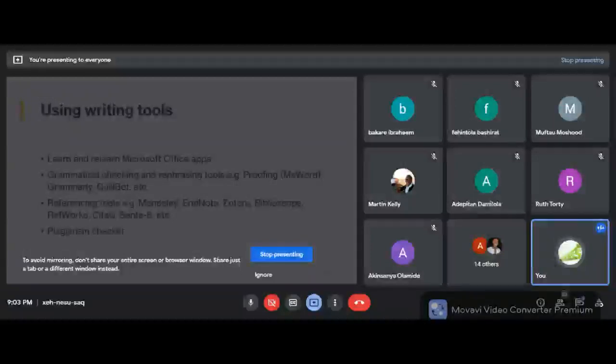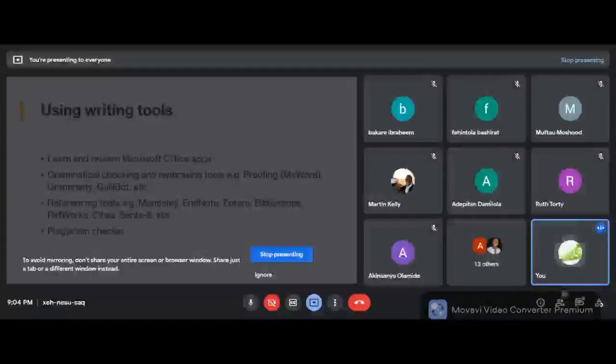So another thing that is important in preparing manuscripts is to get used to some writing tools. So there is need to learn and relearn a number of tools that are resourceful to writing. So many of us will think we know Microsoft Word or Microsoft Office apps, but by the time you're exposed to a number of things on that same Microsoft Office, you realize that there are loads of features or options that are still yet to be learned. So there is need to learn and relearn Microsoft Office apps, especially Microsoft Word or Microsoft Excel. And then again, to have grammatical checking tools, like the proofing option in MS Word, activating it, the use of Grammarly, Quillbot, etc.